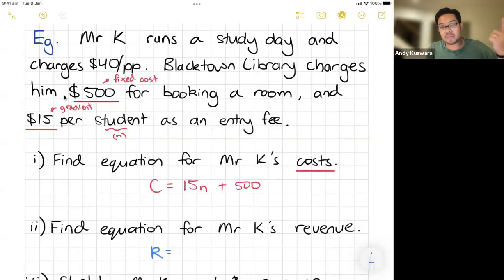So if one person comes, I make 40. If two people come, I make 80. Three people will be 120. Four people will be 160, so on and so forth. So my revenue essentially is going to be $40 per person. And again, a person is denoted with the letter N. Okay, so now I've got two equations, one for revenue, one for cost.